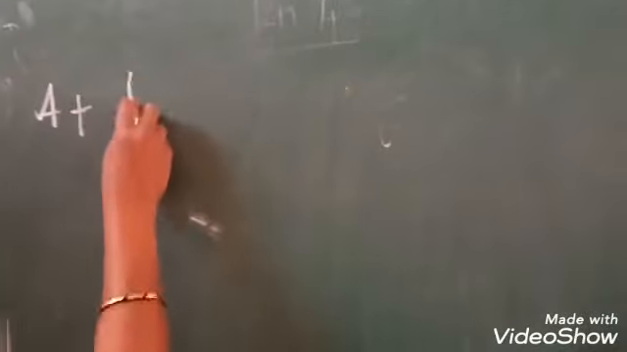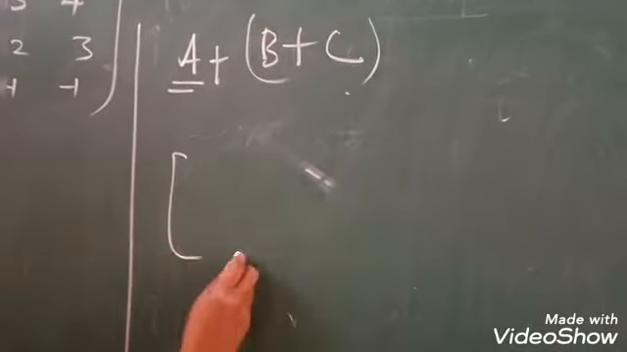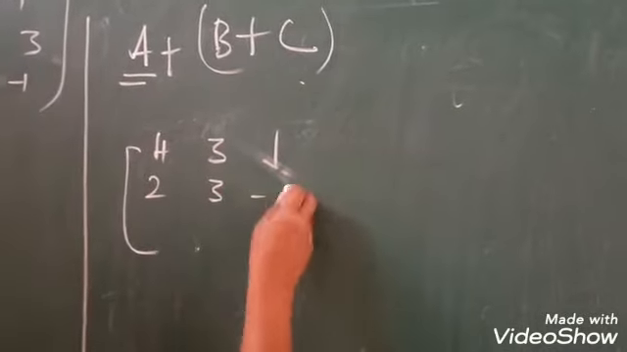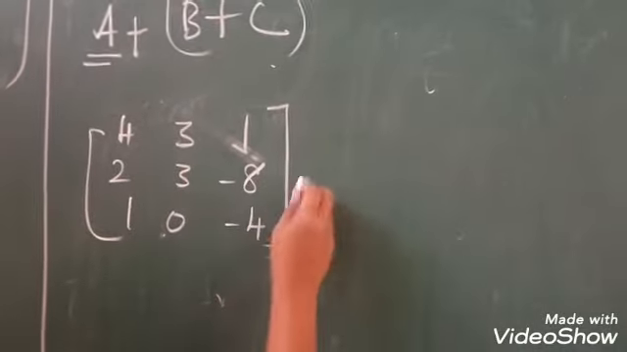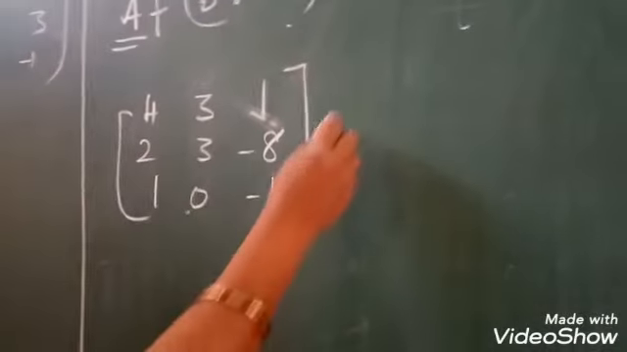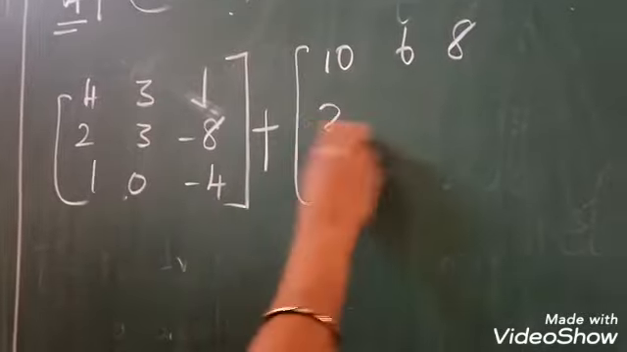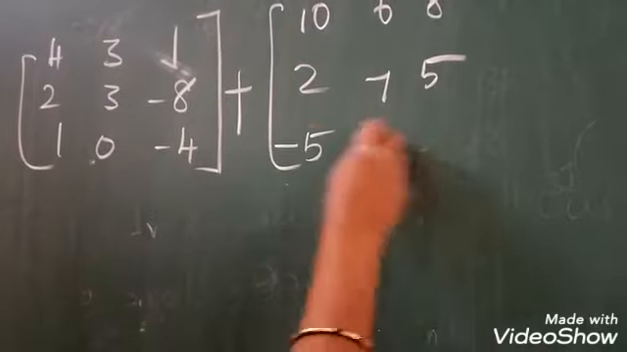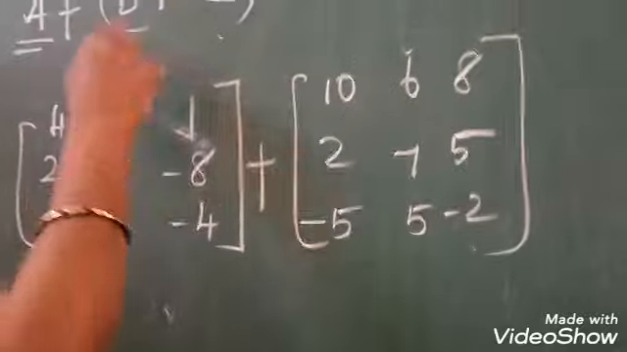Now A plus B plus C. First you have to write the A matrix. What is the A matrix? 4, 3, 1, 2, 3, minus 8, then 1, 0, minus 4. These are the elements in the A matrix. Then B plus C we already found. What are the elements? Here 10, 6, 8 in the first row, then 2, 7, 5 in the second row, minus 5, 5, minus 2 in the third row. Now you have to add it together, A plus B plus C.